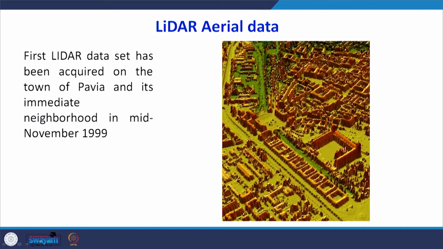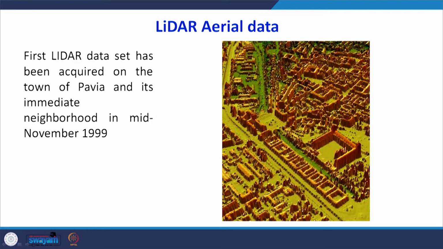covering the whole area. If we look at the LiDAR data, basically the first data which was acquired in 1999 near Pavia and its neighborhood. So this data shows the third dimension, and height of the buildings, height of the structures are also shown. So not only you get the height of the ground, but you are getting the height of the different structures also, and that is very useful when you are creating a digital surface model.